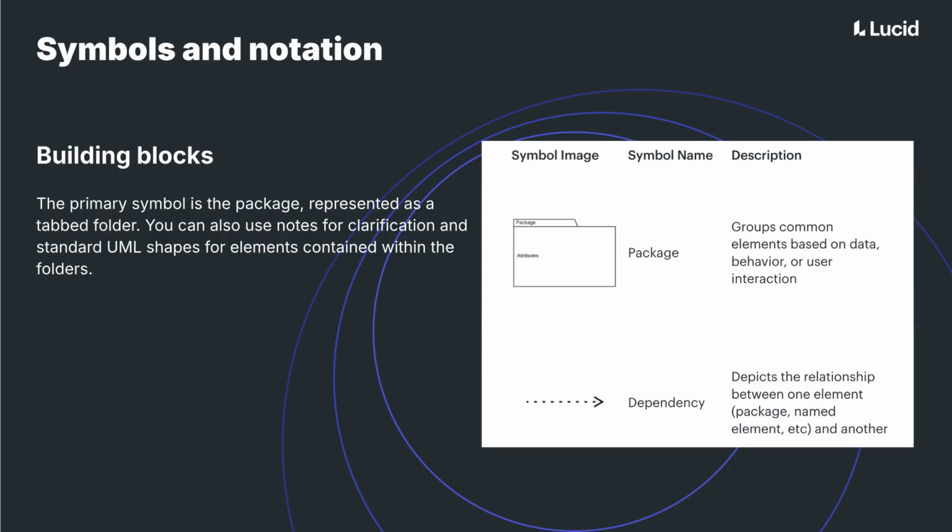What symbols are used in UML package diagrams? The most common symbol is the package itself, which looks like a tabbed folder. You can also include notes for extra context.